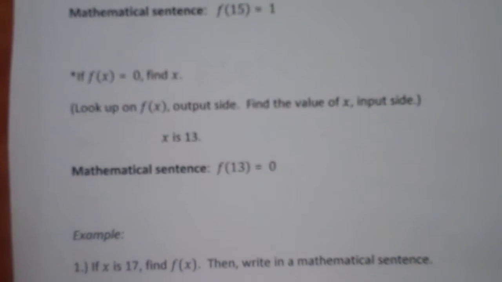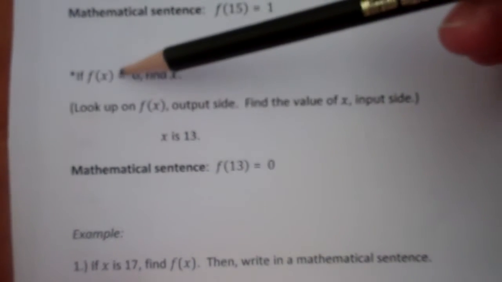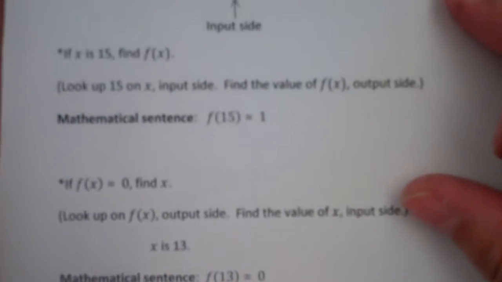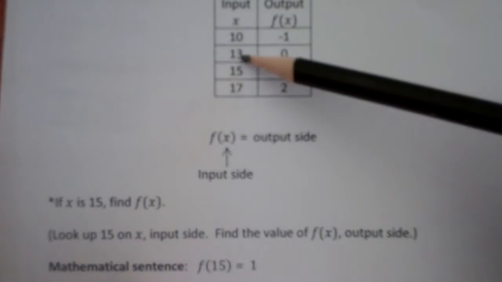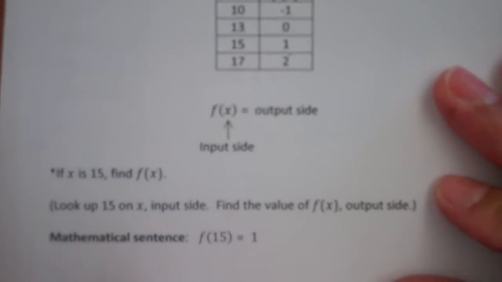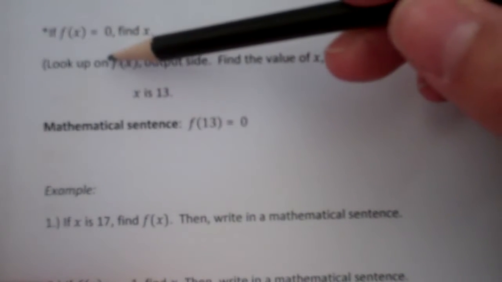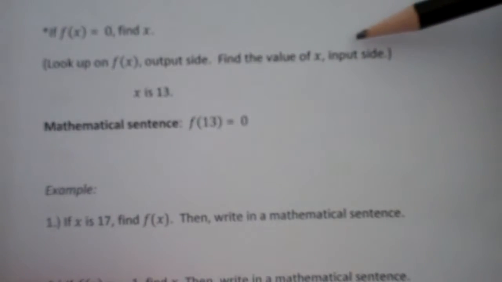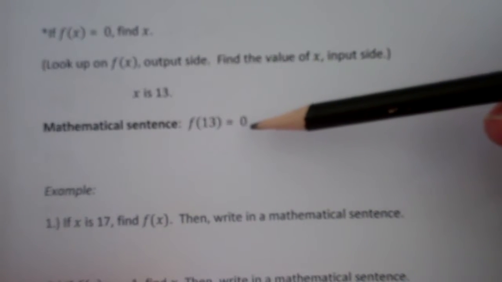Going the other way, if we're given an output, which is 0, if f of x equals 0, we need to find the input, which is the x. So we go up here, we're given the output of 0, we have to go backwards, we have to find the input, which is 13. So zooming down again, we see, look up on f of x, the output side, find the value of x, the input side, so x is 13. Here's our mathematical sentence, f of 13 equals 0.